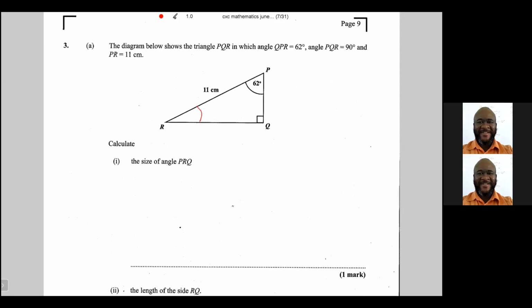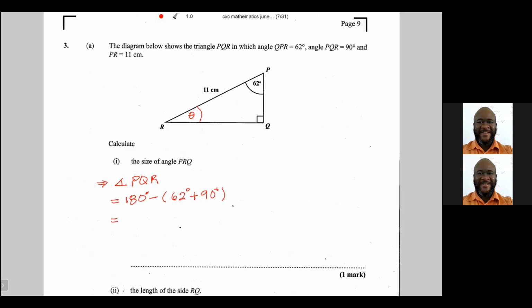All right, it's not difficult. Why? Because if I know two angles in a triangle and I wish to find the third angle, it's simple. The 3 angles in a triangle must add up to 180 degrees. So it means that the third angle, which is angle PQR, must be equal to 180 minus the sum of the other 2 angles, which is 62 plus 90 degrees. So everything here is in degrees. 3 angles add up to 180.